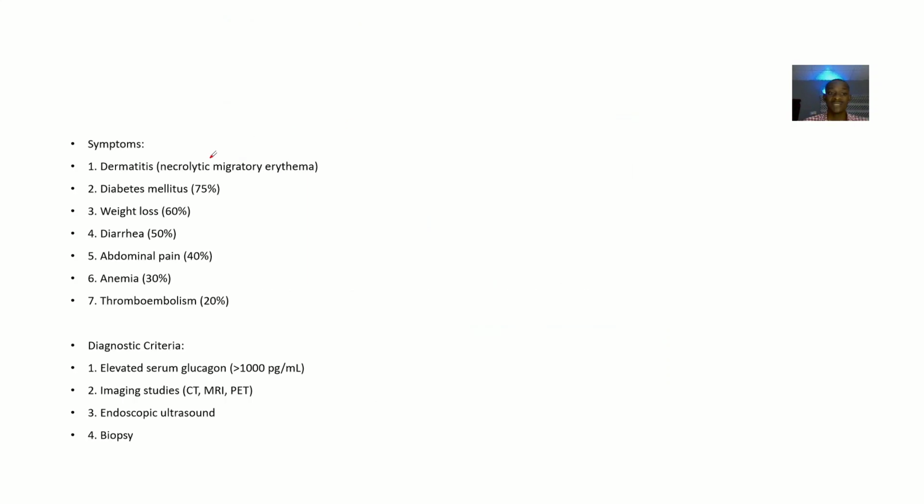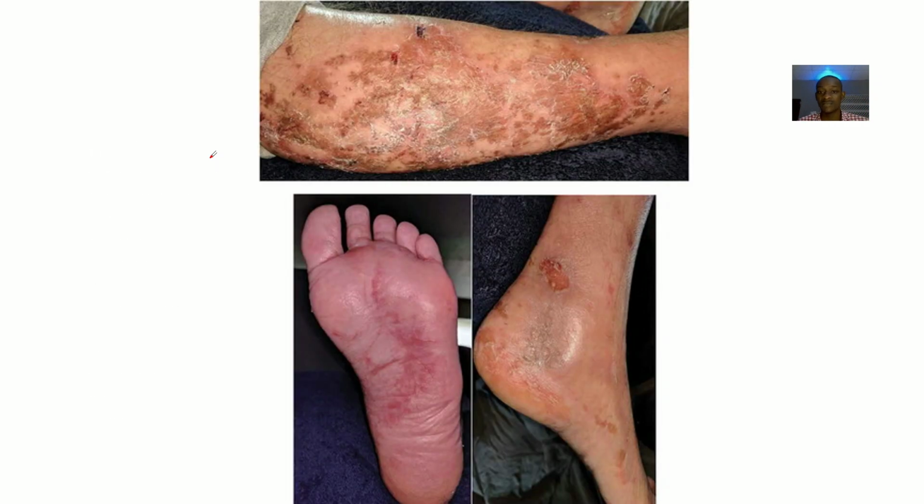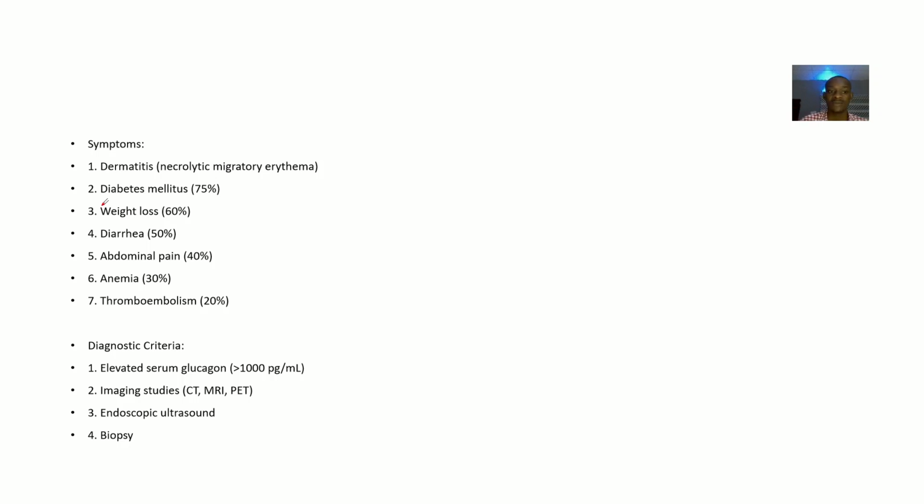All right. So what are the symptoms? There will be skin problems. There will be inflammations on the skin. And that's what is known as dermatitis. It results in diabetes mellitus because there's elevated glucose. It results in weight loss. That means insulin will not be sufficient. Again, there'll be weight loss, there'll be diarrhea, there'll be abdominal pain, there'll be anemia, there'll be thromboembolism.